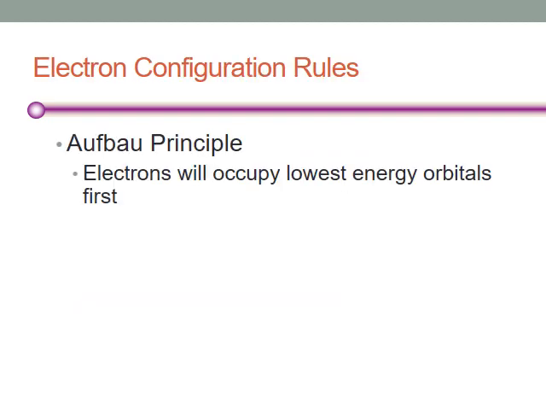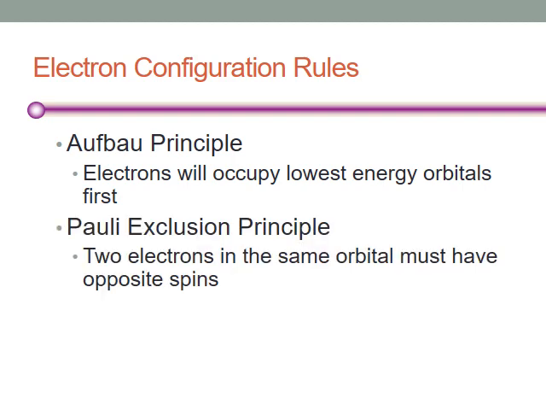We talked about the Aufbau principle in the last lesson. That said that electrons occupy the lowest energy orbitals first. That gives us the order of the electron filling series for our configurations. In this lesson, we'll move on to the Pauli exclusion principle. This involves electron spin. It tells us that two electrons in the same orbital must have opposite spins.